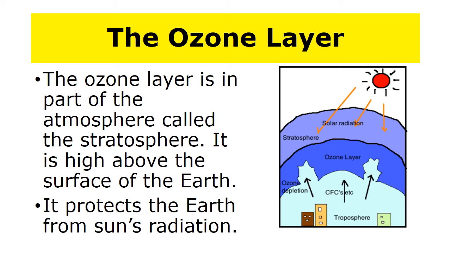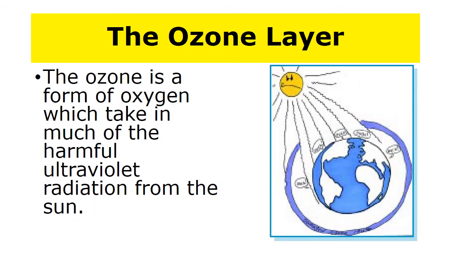The ozone layer. The ozone layer is in the part of the atmosphere called the stratosphere. It is high above the surface of Earth. It protects the Earth from the sun's radiation. The ozone is a form of oxygen which takes in much of the harmful ultraviolet radiation from the sun.